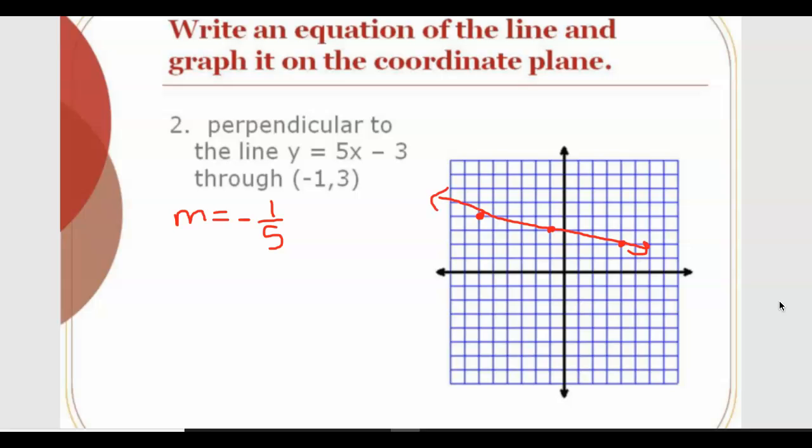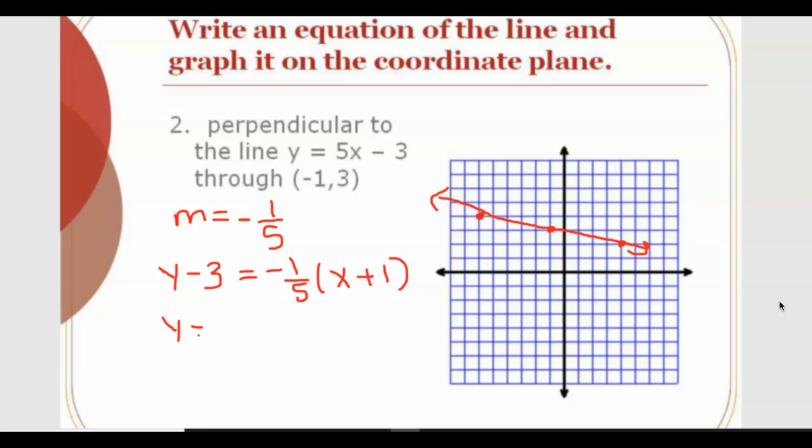But it wants the equation of the line, and you can tell or hopefully see from this that the y-intercept is not going to be a whole number, it's going to be a fraction. So we're going to use point slope form to do y minus 3 equals negative 1/5 times x minus a minus turns to a positive 1.